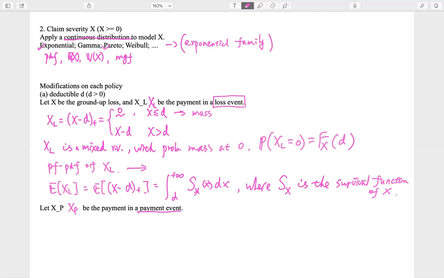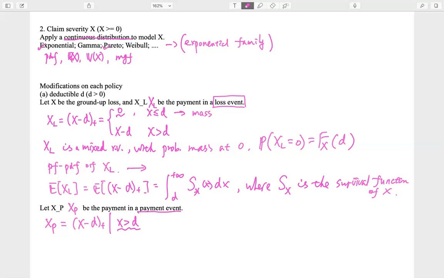So if the original loss, big X, is less than D, something happened, but since the size is smaller than the deductible, the customer needs to pay out the entire loss X. The insurance company doesn't need to take care of anything. This is not a payment event to the insurance company, right? So in this case, if we consider the payment event, you will need to make this condition, right?